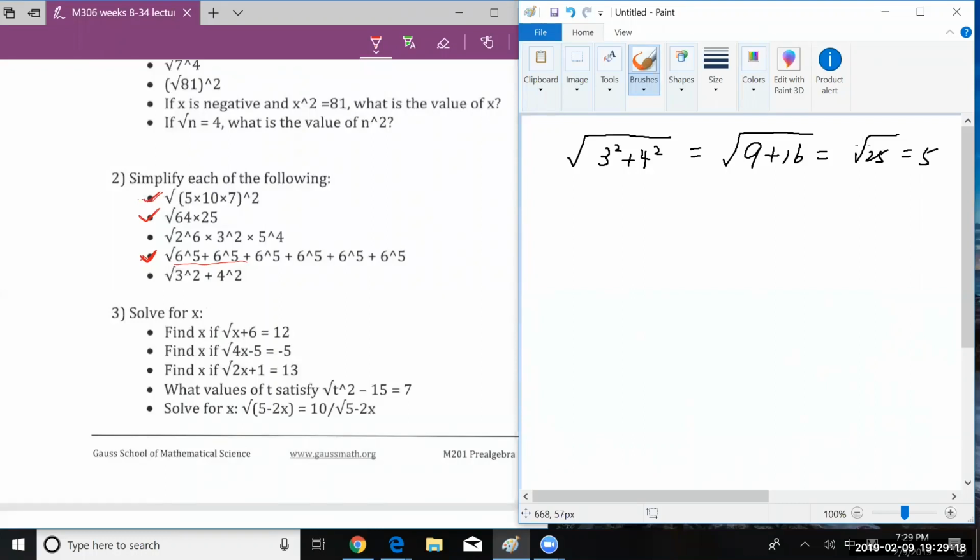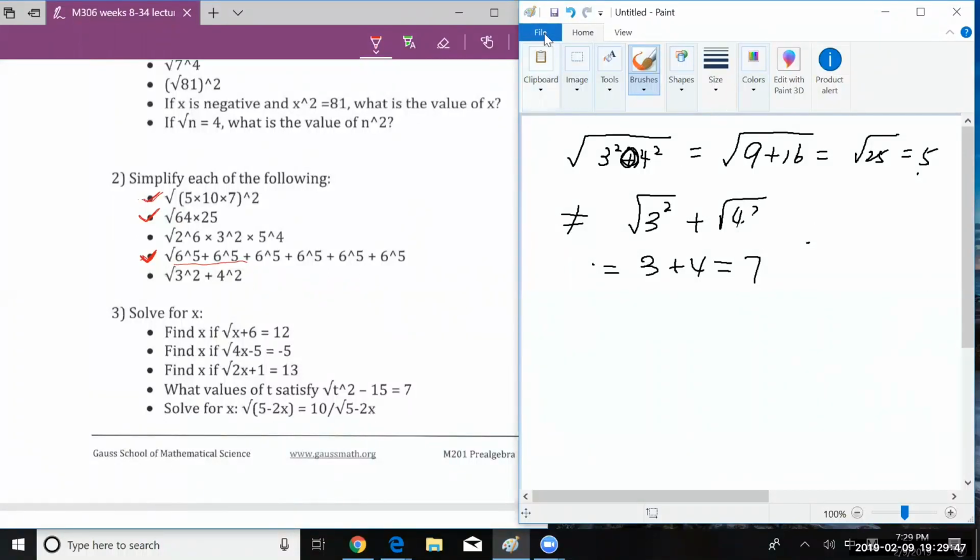I can think about an easy way for this problem, okay? Because again, it's addition. With addition, I can't separate it. Again, I don't want you guys to make a mistake. Never think that the square root of 3 squared plus 4 squared equals the square root of 3 squared plus the square root of 4 squared. Otherwise, this equals 3 plus 4 is 7, right? But the correct answer for this one is 5, not 7. Yes?